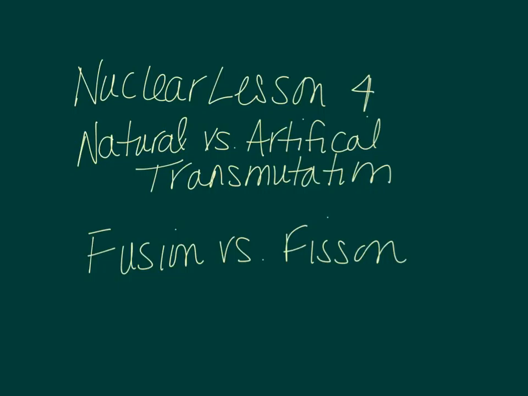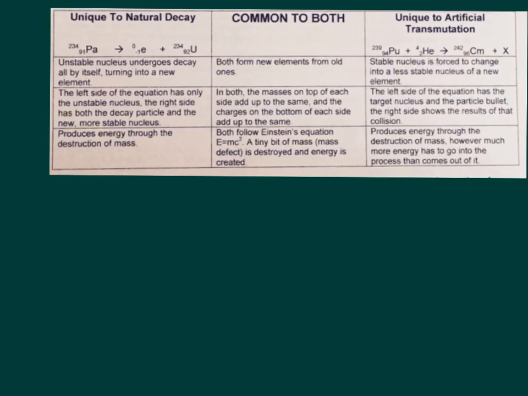Okay, so this is the last lesson in nuclear, lesson 4, and we're going to focus on the difference between natural versus artificial transmutation and fusion versus fission. Before I go over these, I would actually like you to pause the video and read through pages 14 through 17 because I'm just going to hit the highlights of what I actually want you to remember. So do that now and then continue the video.